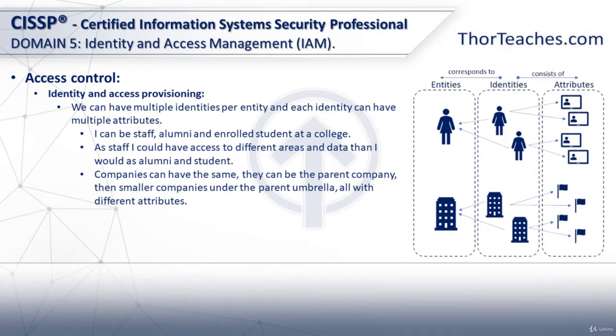For our access control, we also need to understand that each entity, that could be a person or a company, can have different identities, and each of these identities can have different attributes. Identities correspond to entities, and identities consist of attributes. And I've had students who have struggled with this a little bit, and the best way I can explain it is, the entity is you, or in this case, me.